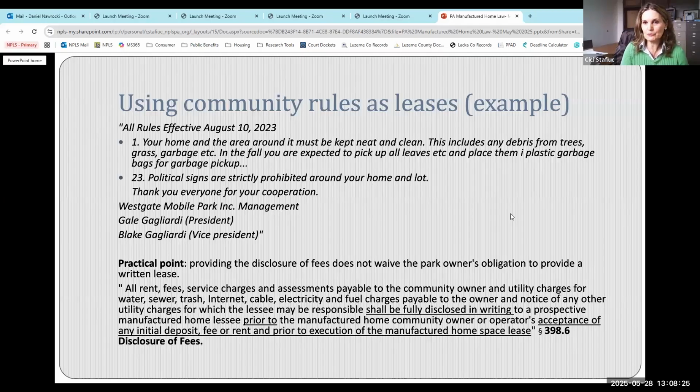And what am I basing this on? I'm basing it on section 398.6, which covers disclosure of fees. The statute is pretty clear: all rent, fees, services, charges, assessments, and so on shall be fully disclosed in writing prior to the manufactured home community owner's acceptance of any initial deposit, fee, or rent, and prior to execution of a lease. So my argument is always that, based on a reading of the statute, they have to provide a lease. Providing the community rules is not enough. That's going to be my argument in this case as well.